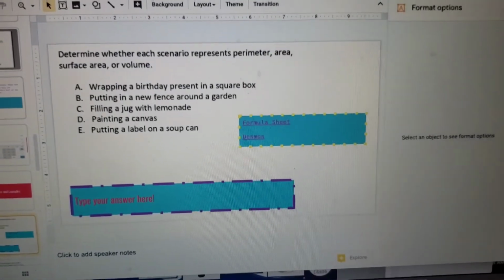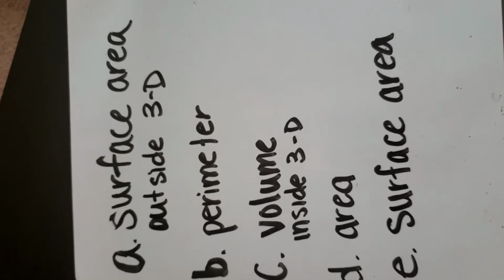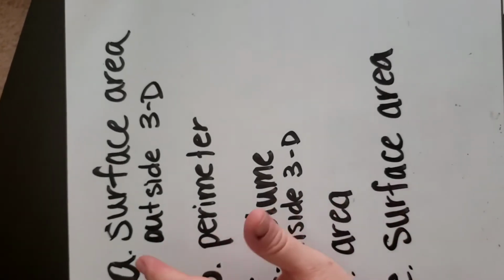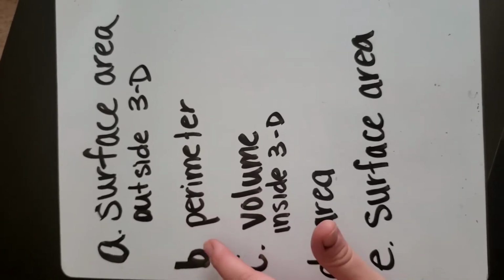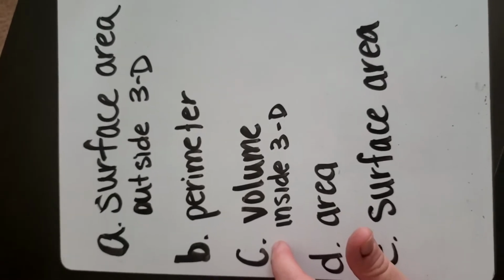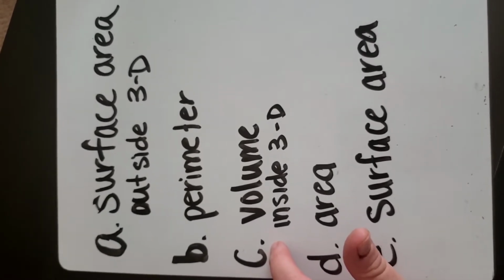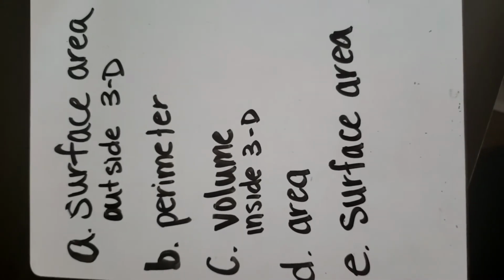Give me a second and I'll write it down so you can pause them and copy them. All right, so here you go for your answers. Again, wrapping the birthday present is the surface area because it's a 3D object and you're going around the outside of it. Fence is perimeter. Volume is the lemonade because that's inside a 3-dimensional object. So how much lemonade would it hold? Area, and then surface area for the food can.